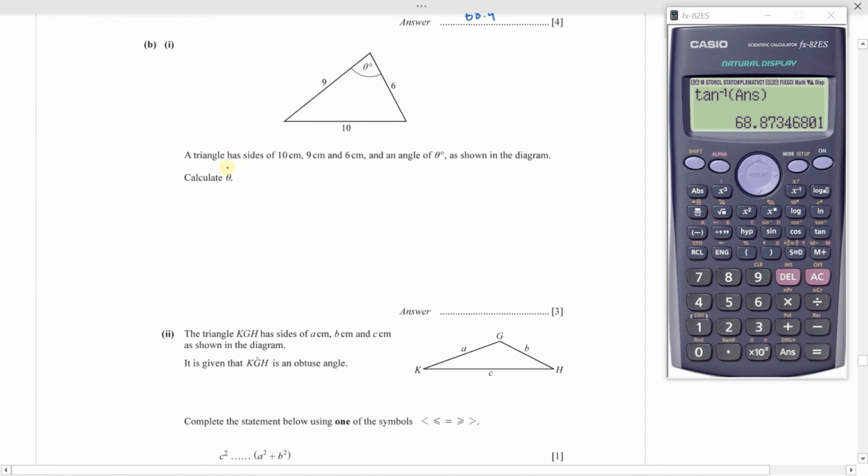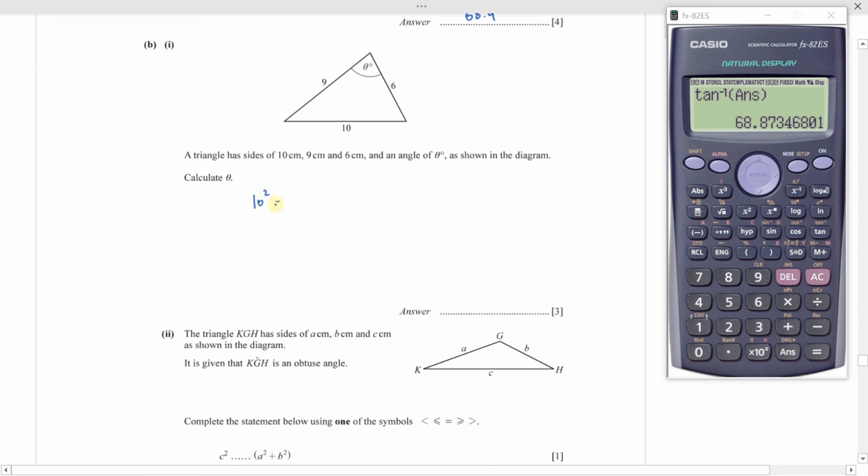So part B1: a triangle has sides 10 centimeters, 9 centimeters, and 6 centimeters, and an angle of theta degrees, as shown in the diagram. Calculate theta. To calculate theta, we can use the cosine rule because we know the lengths of all three sides of the triangle. Since this side 10 is opposite to this theta degrees, I will use the cosine rule.